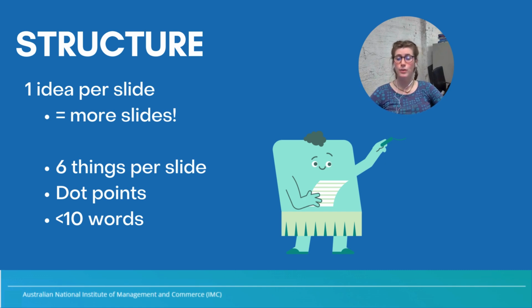So the first element to a good PowerPoint is its structure. There's a few tips here that we can just use as guidelines as you're building it up. So the first one is that there should only be one idea per slide. Again, you're trying to point the audience's attention to where it's most important.